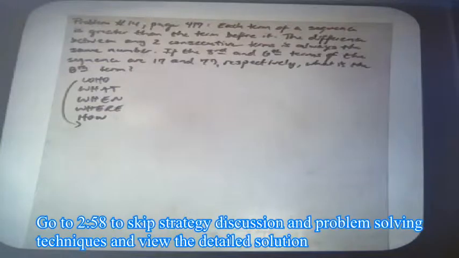Problem 14b/17 says each term of a sequence is greater than the term before it. The difference between any two consecutive terms is always the same number. If the third and sixth terms of the sequence are 17 and 77 respectively, what is the eighth term?